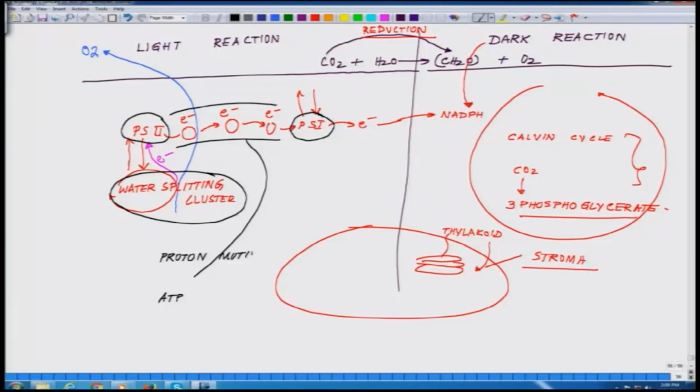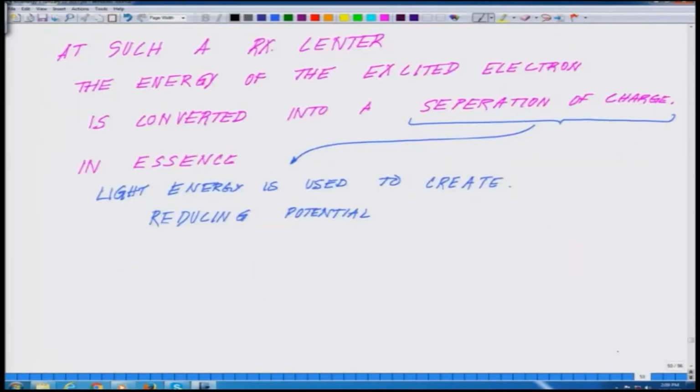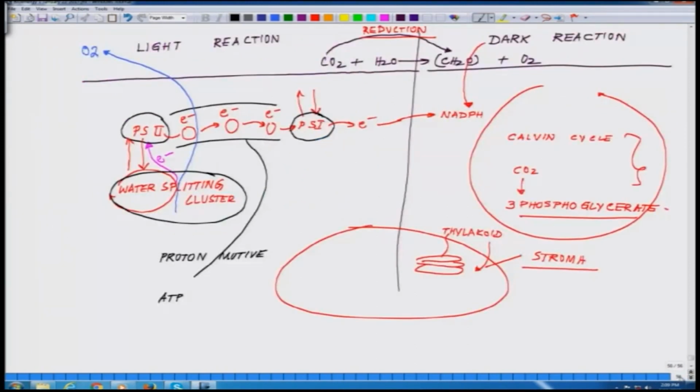So, if you remember in the beginning I was telling this, if you just go back to the very first slide, at such a reaction center the energy of the excited electron is converted into a separation of charge, in essence light energy used to create a reducing potential.